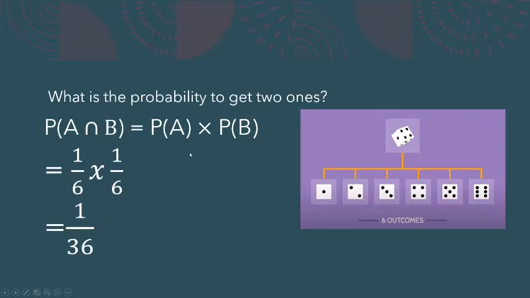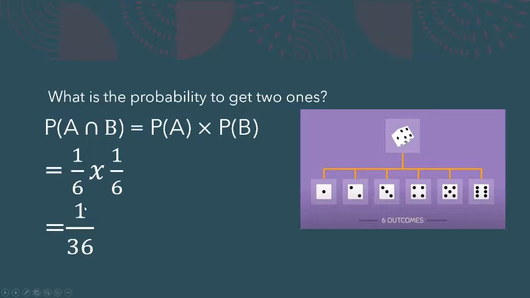So, alam naman natin na yung probability na makakuha ng isang 1 sa isang die ay 1/6. Dahil ang favorable outcome natin ay isa lang, which is yung 1, tapos yung total number of outcomes natin ay 6. So ang sagot natin doon ay 1/6. Para makuha natin tong probability to get 2 ones, i-multiply lang natin yung 1/6 sa 1/6 para makuha natin yung 1/36.